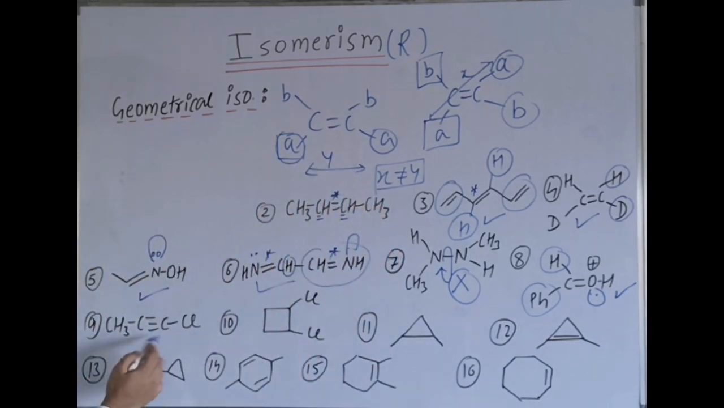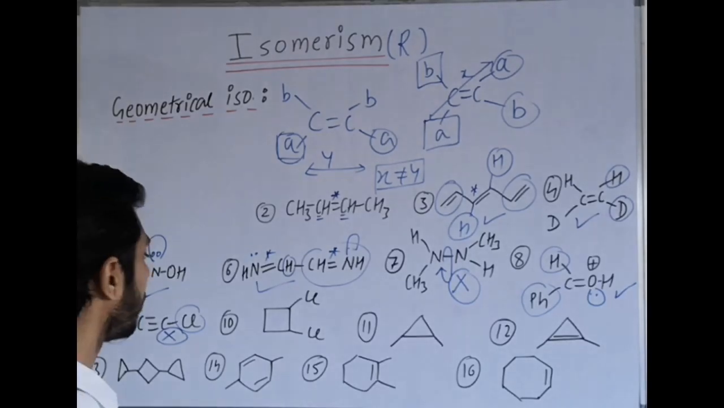In 9th, restricted rotation, triple bond, but there is only one group, and we want how many? Two groups. Why? Because then only we can write the structures where distance of the groups will change. So with alkyne, restricted rotation is there, but other conditions are not satisfied, so no GI with alkyne carbon.